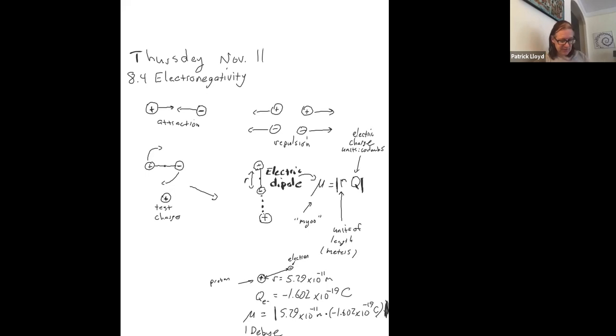So let me make a new one. We use vectors to represent electric dipoles. Makes sense. Okay, so here's the idea. Suppose I have a positive charge and it's attached to some negative charge. What we do is we represent this dipole using a vector.